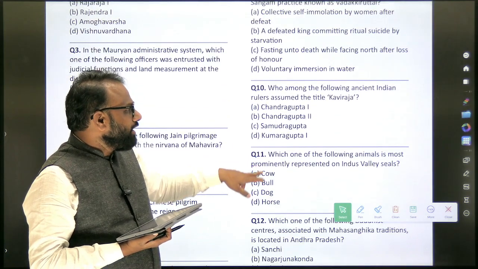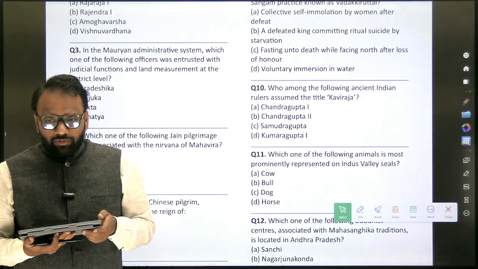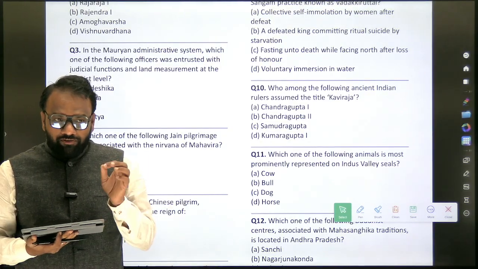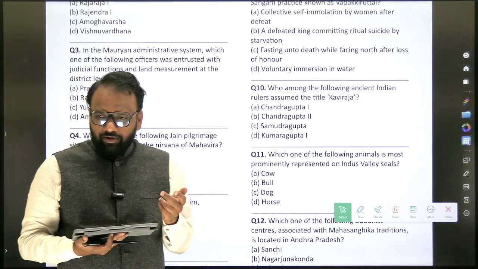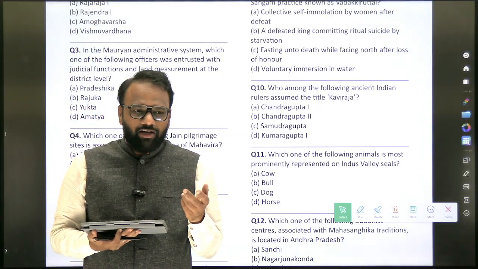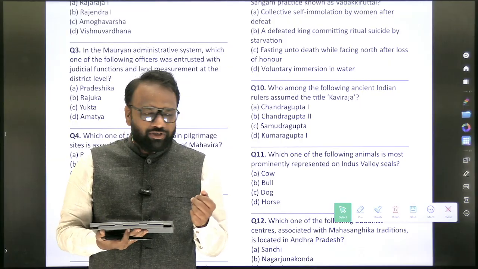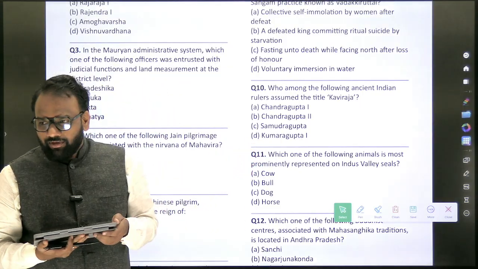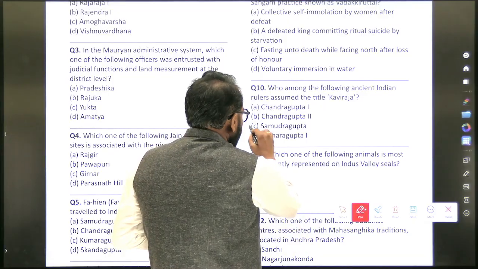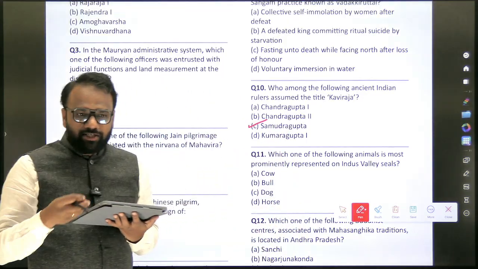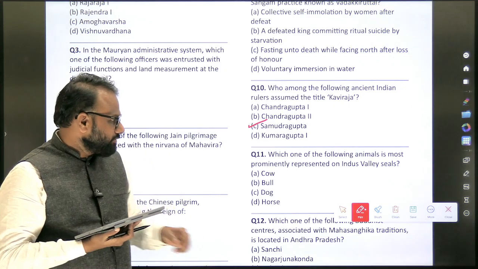Who among the following ancient Indian rulers assumed the title Kaviraja? In the previous year they had asked about a title, right? Which was the title? About which king? Mahendra Varman, right? So similarly here, Kaviraja, yes, Samudragupta. See here, whenever you search, that information gets registered and you will be able to retain it for a longer period of time. So very important.